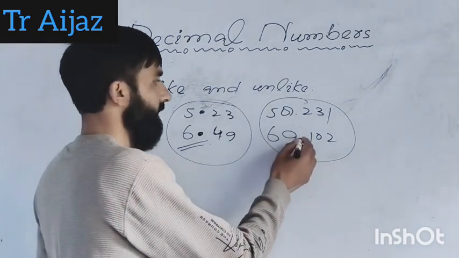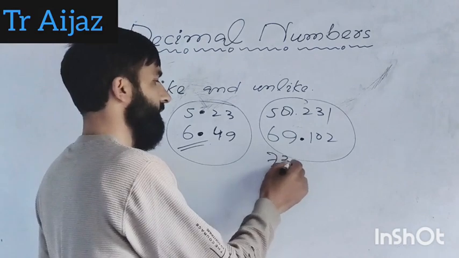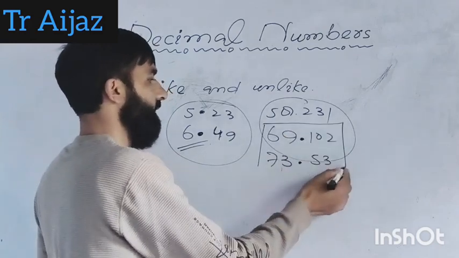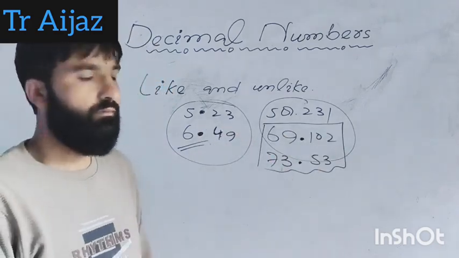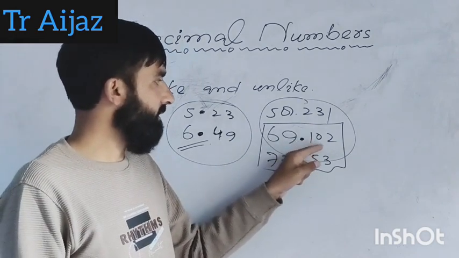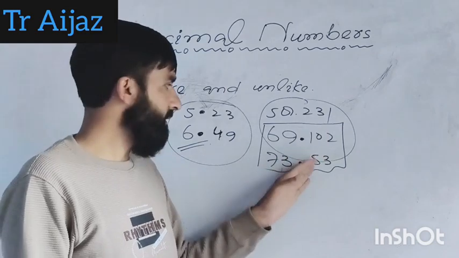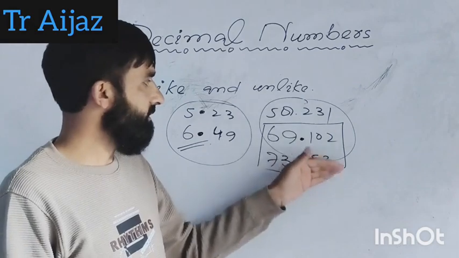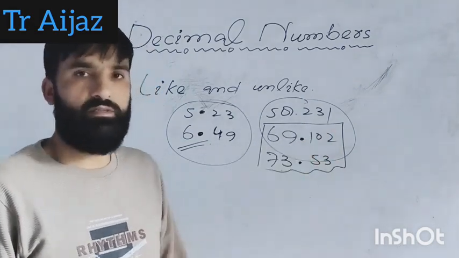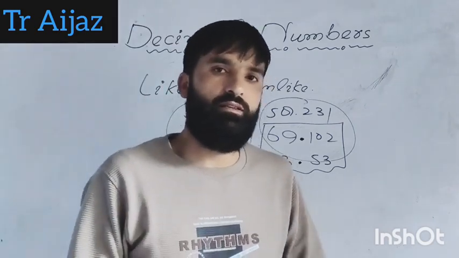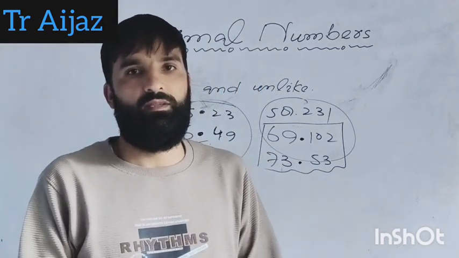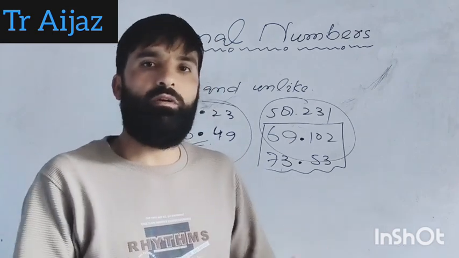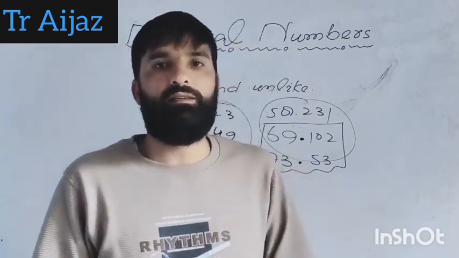And 69.102, another is 73.53. These two are unlike decimal numbers because the number of digits here is 3, and the number of digits here is only 2. So you say, as the number of digits in the fractional part is not the same, these are unlike decimals. And the number of digits in the whole number part doesn't matter, it has no value while you are recognizing whether the decimals are like or unlike.